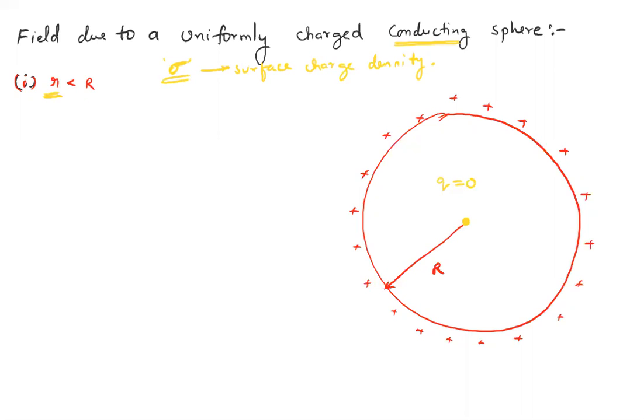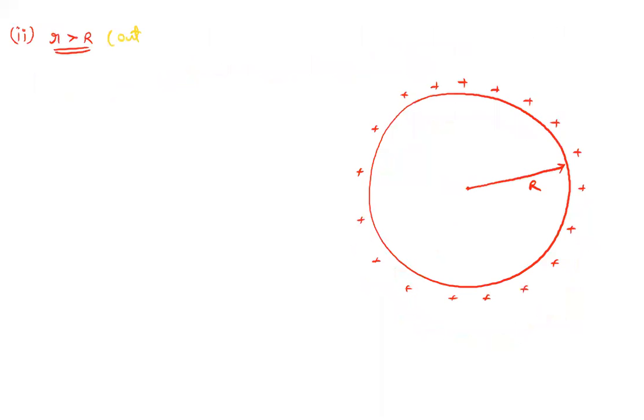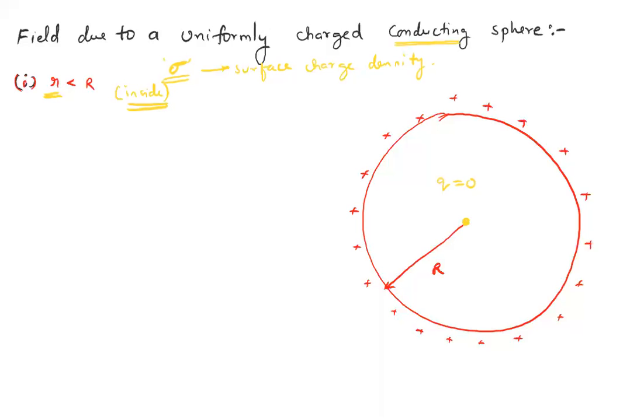Then once again we get three cases. One point is inside, that is, small r is less than capital R. One point is outside, that is, small r is greater than capital R. A third point is on the surface, which means small r is equal to capital R. Let us find the field for the inside point.